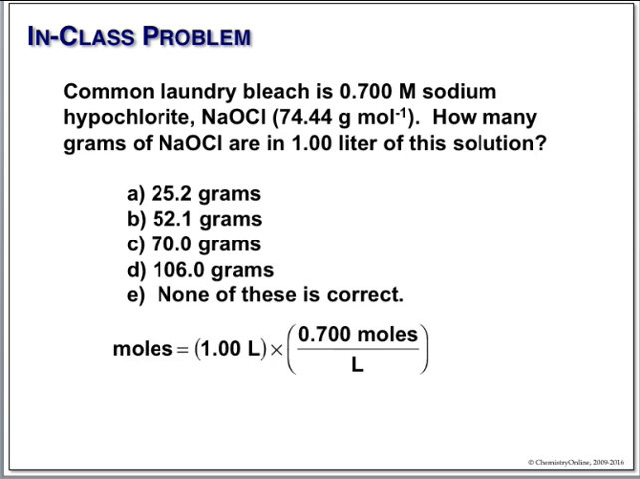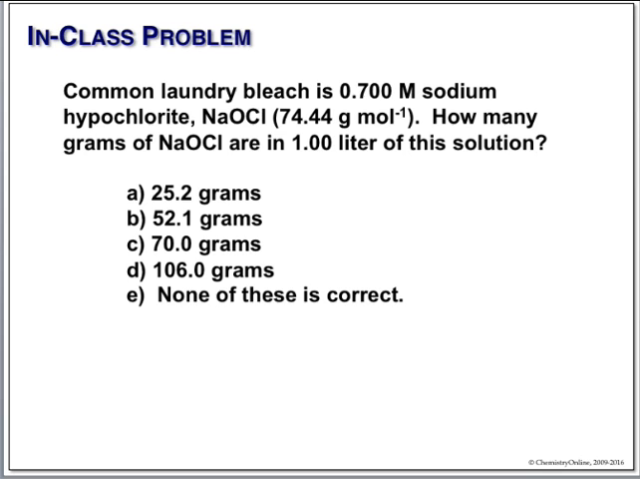This is bleach. Bleach is 0.7 molar sodium hypochlorite. All right. How many grams of sodium hypochlorite do we have in a liter? Well, what we need to know is how many moles of sodium hypochlorite we have in a liter. Now, if you think about this, this is 0.7 moles per liter, isn't it? So that's simple.